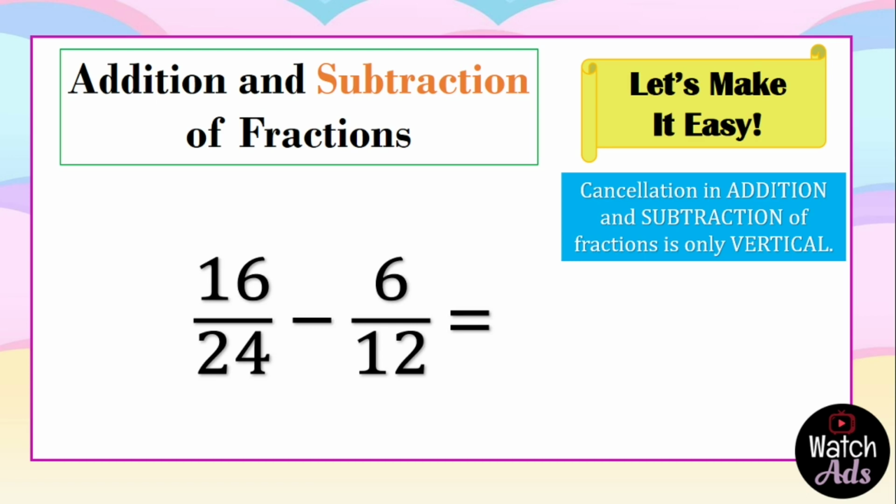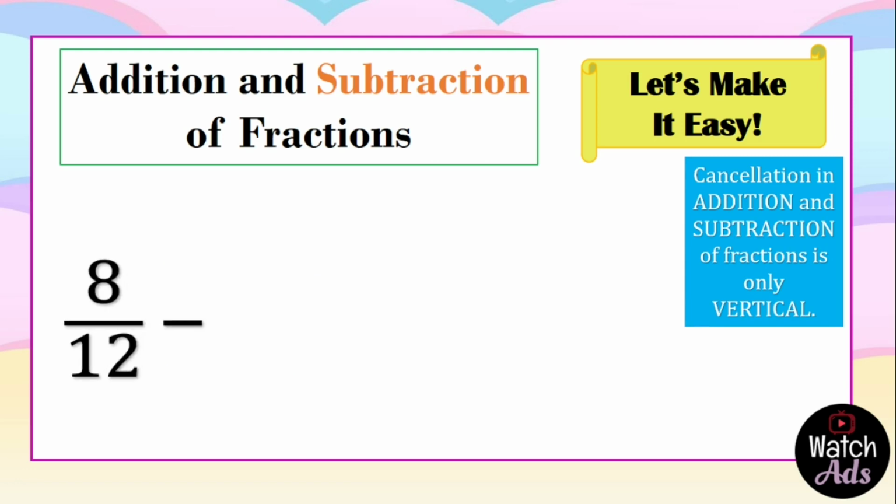I think 24 divided by 2 will give me a denominator of 12. So I will divide 16 by 2. That gives 8, and then 24 divided by 2 gives 12. Now let's rewrite the fractions. We have 8/12 less 6/12. Now that's easier to subtract.